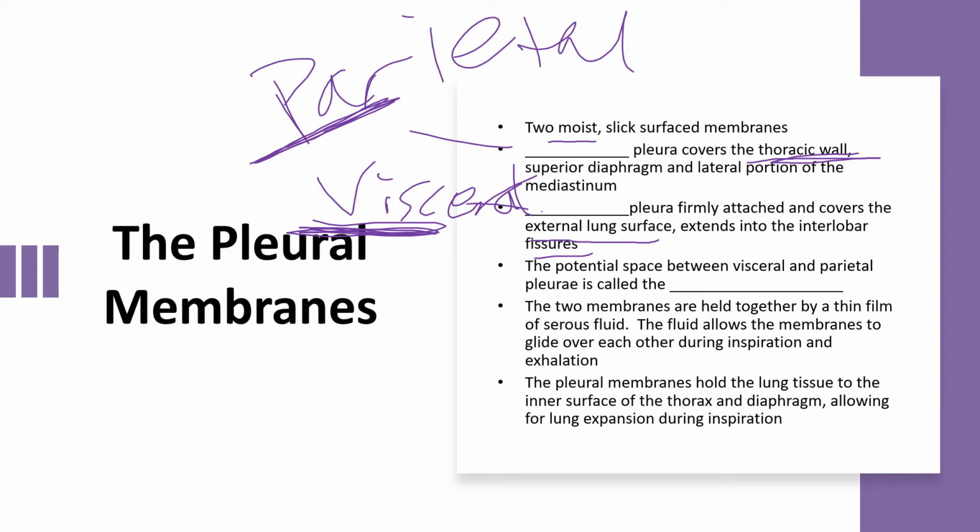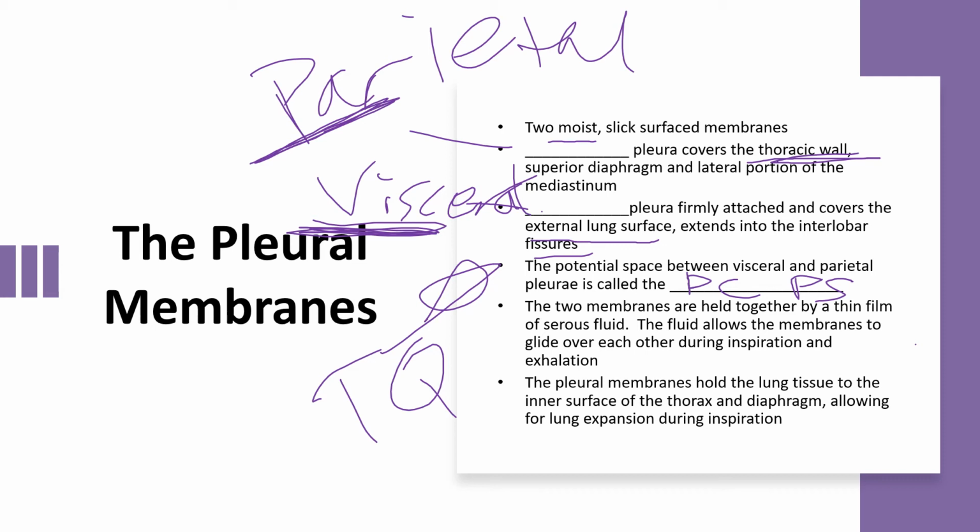The potential space between these two, and I will say this is also important to remember, could be a good test question. The space between the two, the visceral and parietal pleura, is called the pleural cavity. It's supposed to be PC, or the pleural space. So pleural cavity or the pleural space.